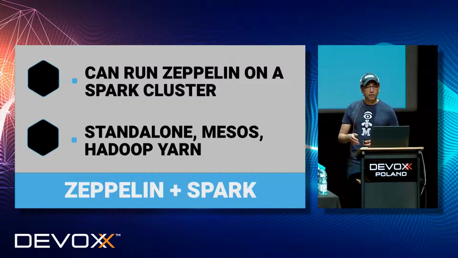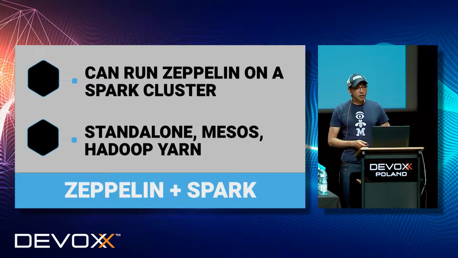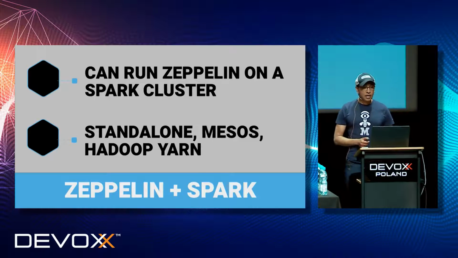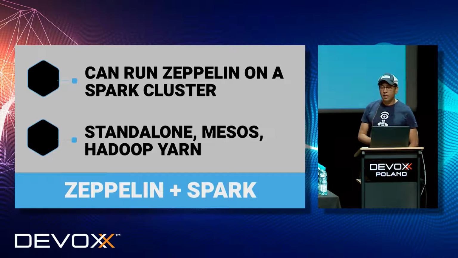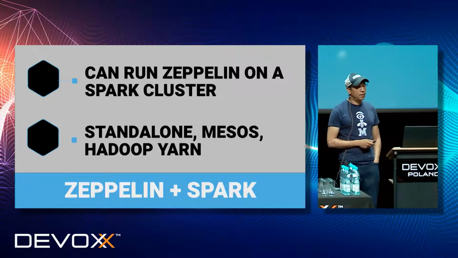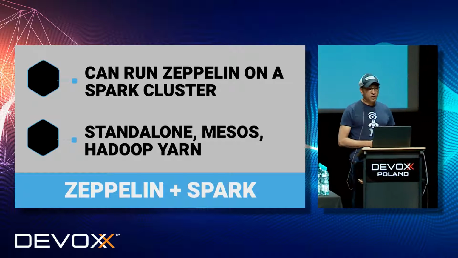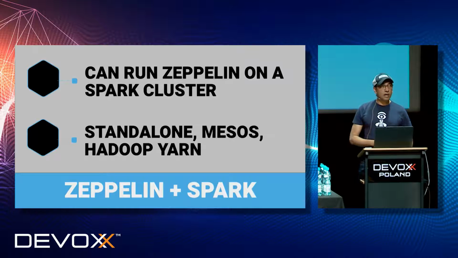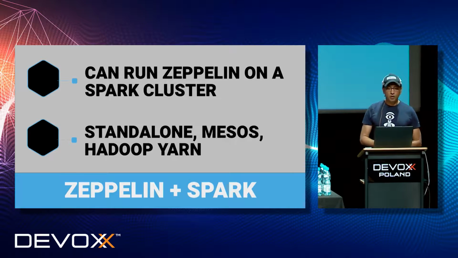Okay, and we already talked about this. We can run Zeppelin on a Spark cluster in what we would call standalone mode, or we can run it on something called Mesos, which you may have heard of before, which is a cluster management software, or we can actually run our Zeppelin-based notebooks on a Hadoop Yarn cluster as well. Okay, so there are different options in terms of running on a large cluster when we have a very large data set that we want to work with.